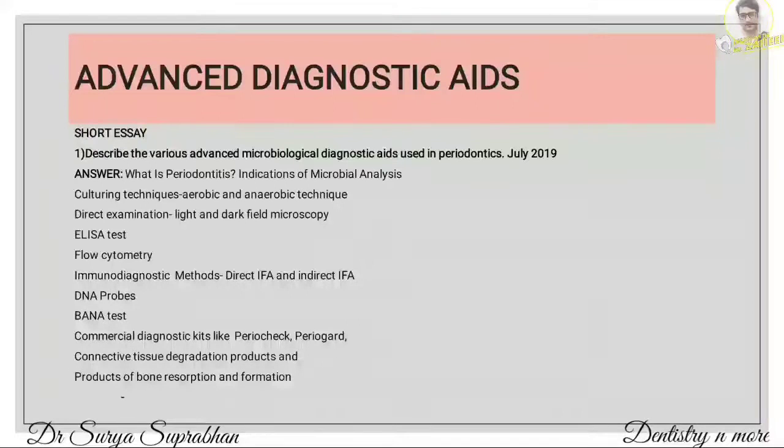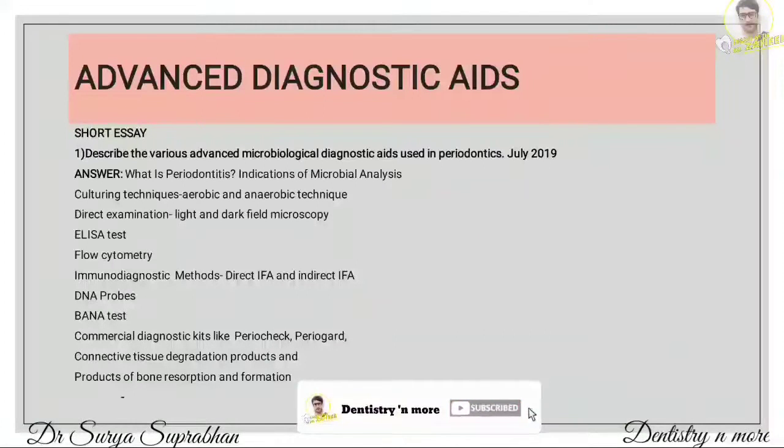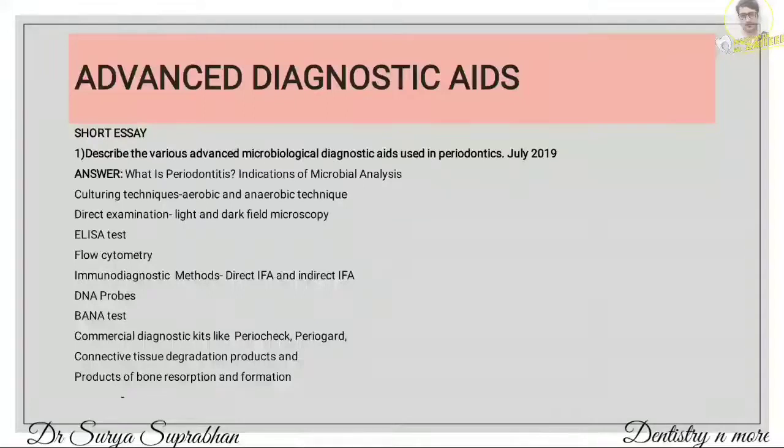Periocheck is used to detect the presence of neutral proteases such as collagenase. Whereas PerioGuard is a rapid chairside kit for detection of AST. Then also there are advanced diagnostic aids which check the presence of connective tissue degradation products such as collagen, proteoglycan, fibronectin, etc. And also there are aids which check the products of bone resorption and formation such as TRAP and glycosaminoglycans. Hope I am clear.